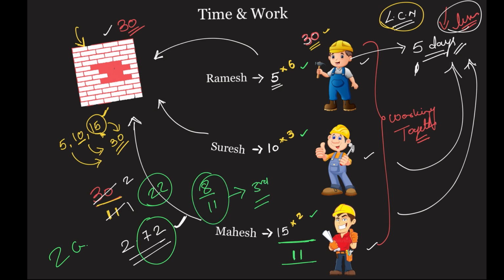Which means they will not require the complete third day. They will require just 0.72 part of the third day. So if the assumption is they are working for all 24 hours, take 72% of the 24 hours. That is 0.72. So that's how you solve the basic time and work problem with your LCM method. In the next video we'll see the same problem, but we'll see how you solve it by the reciprocal method.